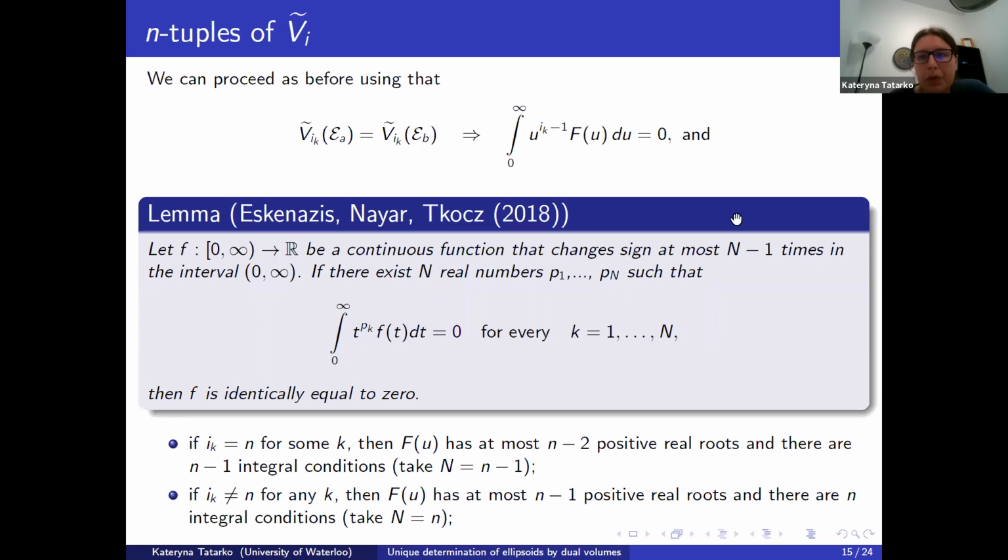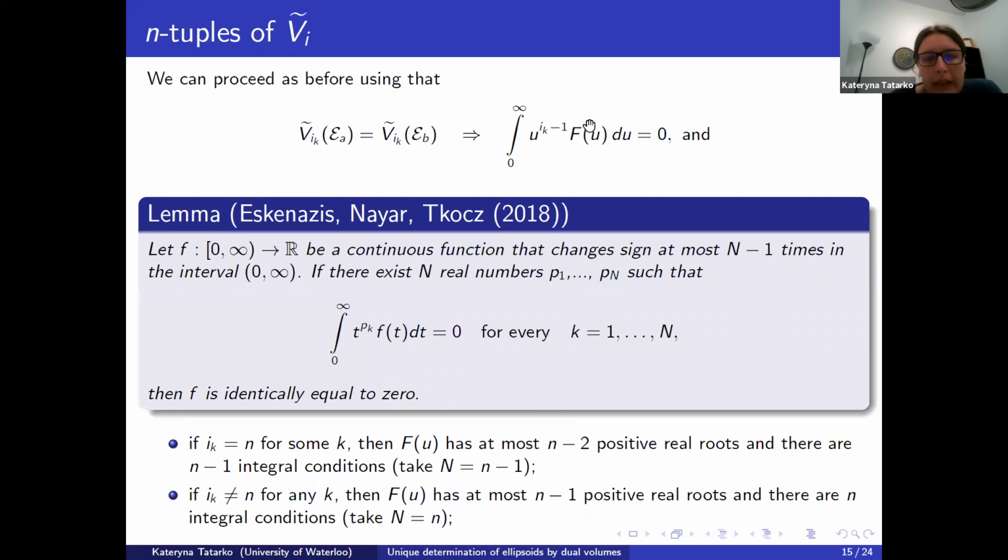Then we will be able to show that the semi-axes coincide, because that's what it means if we analyze the equation. So in order to show that the function F capital is equal to 0, that's where we need to make some adjustment. In order to do that, we will use the lemma due to Eskenazi, Steiner, and Koch, which says that if we consider a continuous function that changes its sign at most n-1 times on the positive real line, and if there exist n distinct real numbers p_i such that such integrals equal 0, then the function f is identically equal to 0.